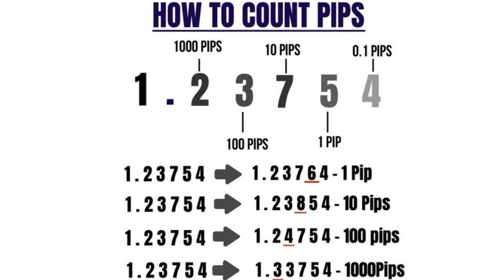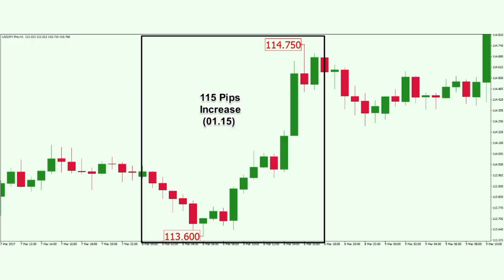So with this, I want to believe that you understand how to calculate pips, because if you know how to calculate pips, you know how to calculate your money. Now, this is just an example of how to get your pips. So you can see a 115 pips increase. You can see the chart here, and price moved from 113.600 to 114.750. So all you need to do is your simple subtraction. If you do that, you will see the price change, and you will see that price has increased by 115 pips.